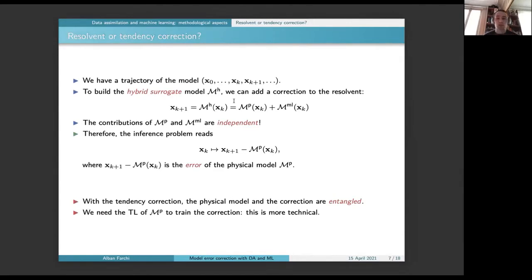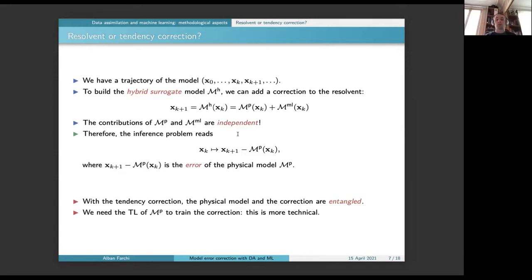So we have these two possibilities. Let's say we are going for the resolvent correction. One possibility for the hybrid model could be to use an additive correction. In this case, the hybrid surrogate model would be defined as the sum of the physical model, the original one, plus the statistical model correction. What is really important here is that the contributions of the physical and statistical model are totally independent. And therefore, the statistical model has to predict the relationship between the state and this quantity, which happens to be the error of the physical model.